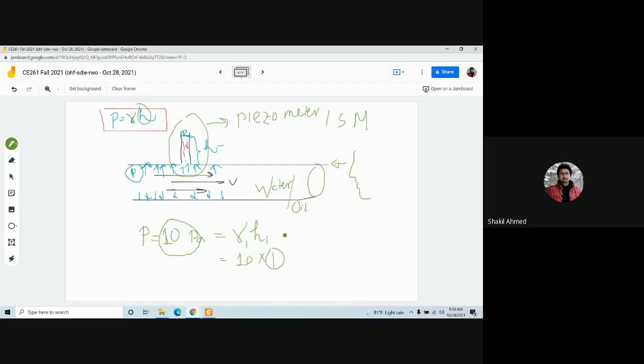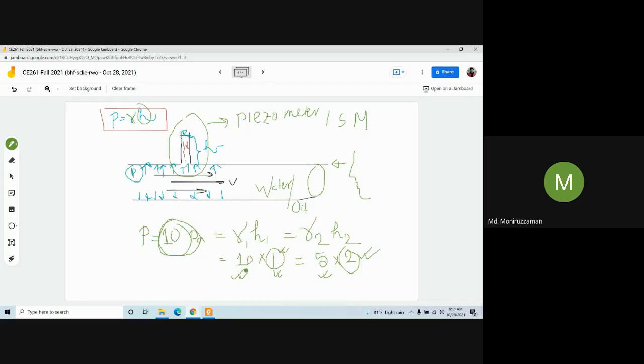Now, if you have a lighter liquid, which is gamma 2, let's say, then H2 will also be changed. Let's say gamma 2 is 5. Then what will be H2? 2, sir. So interesting, look at this now. For the same pressure, liquid 1 needed 1 meter height, but liquid 2 needed 2 meter height. Why? Because this is lighter and this is heavier. So only 1 meter is enough to make 10 Pascal pressure, right?